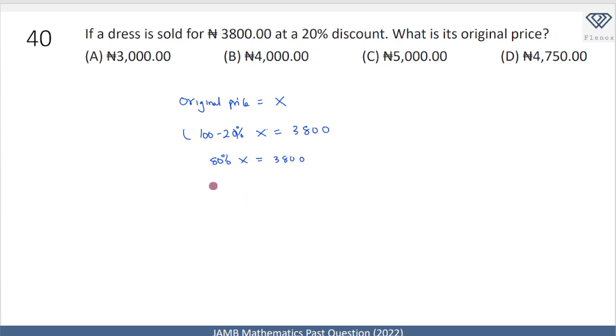You can convert this to a decimal. So 80% is the same thing as 0.8x equals 3,800. If you divide both sides by 0.8, this cancels out this, and you have x. So 3,800 divided by 0.8 is 4,750, and that makes option D the correct option.